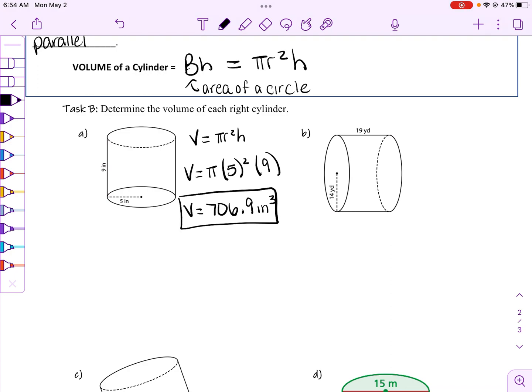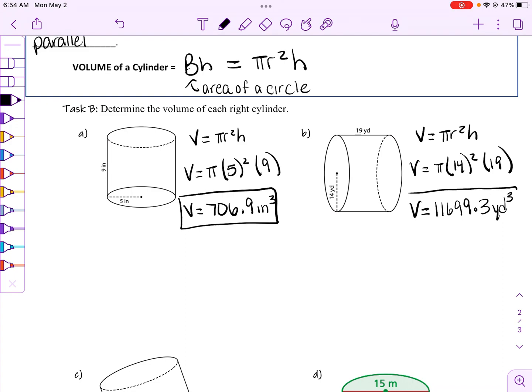Okay, so just like at the top, I'm going to ask that you pause the video and try to solve them by yourself. And I'm going to keep going. Volume equals pi r squared times height. Pi, 14 squared, times 19. And when I put that in the calculator, I should get a large number, and the value is cubed.